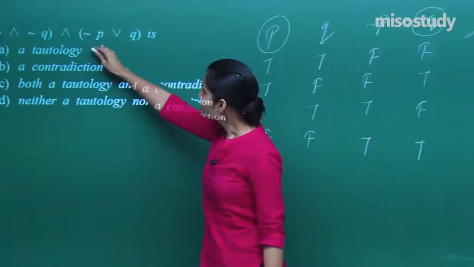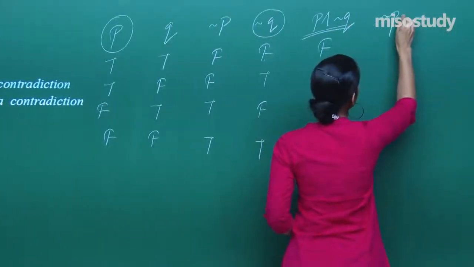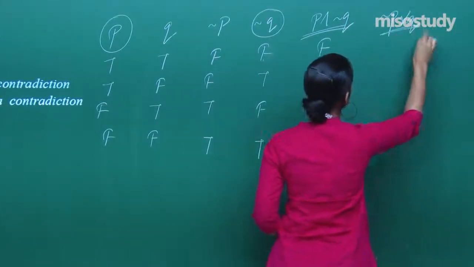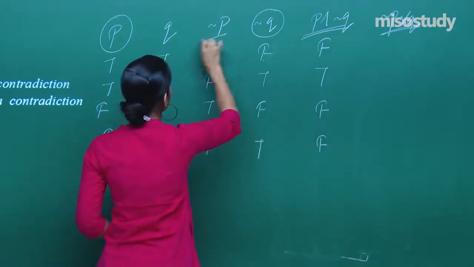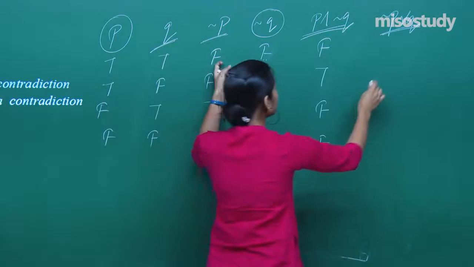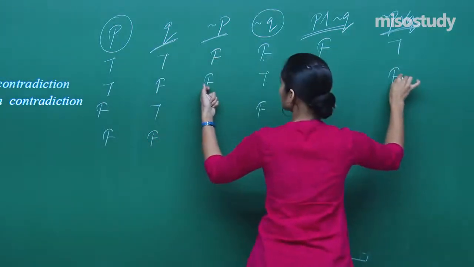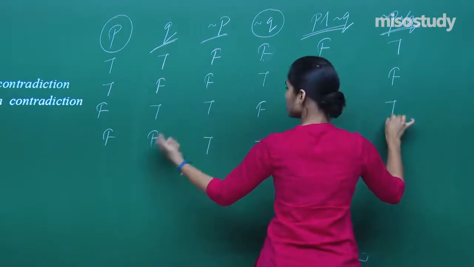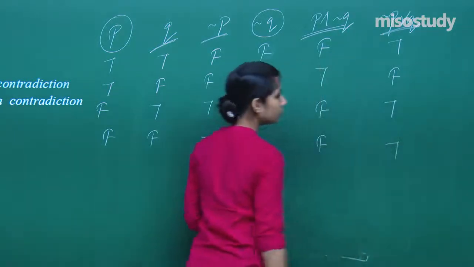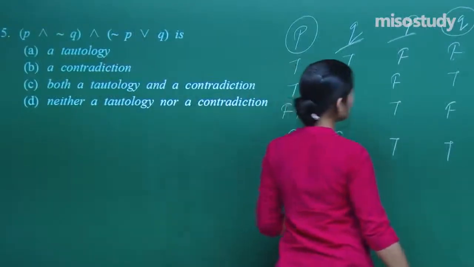Then you want not P or Q. Either this is true or this is true, then this is true. So not P or Q is true, true, false, true when evaluated in each row. And then you want their conjunction, and.